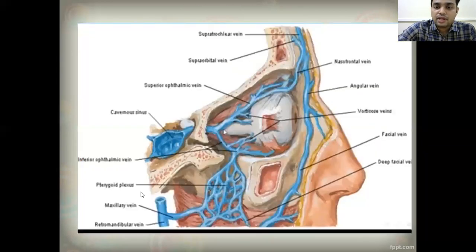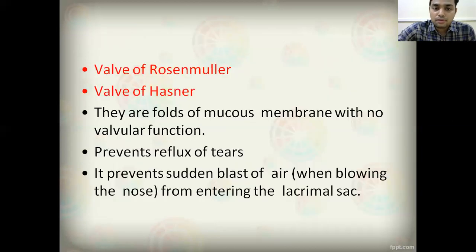So this angular vein you have to remember. Whenever you do lacrimal sac surgery, the incision should be made within 3 mm from the medial canthus in order to prevent rupture of the angular vein. And these two valves you have to remember: the valve of Rosenmüller and the valve of Hasner.